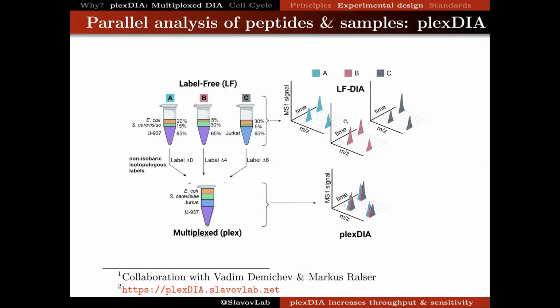And to analyze those three samples in at least one technical replicate, we are going to need three independent runs. In parallel, we use non-isobaric isotopologous labels to label each of these samples and then combine them together. This combined sample is then analyzed by data independent acquisition, which we call plexDIA, for multiplexDIA abbreviated. And in this case, we need only one run to obtain one technical replicate from this sample, where we can quantify protein abundances in samples A, B, and C at the same time.